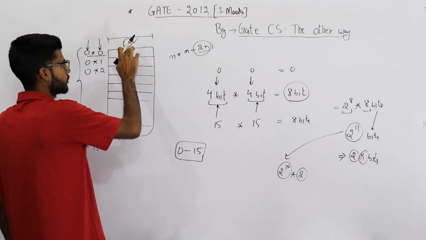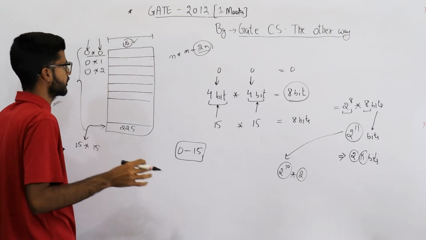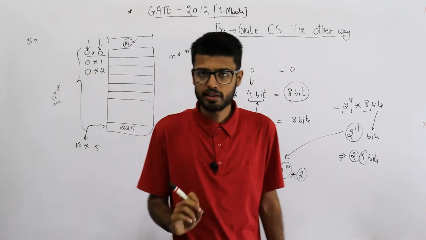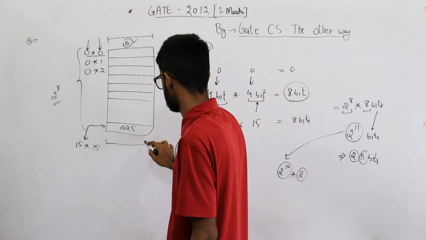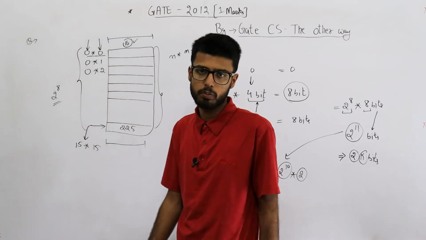So our product could be of 16 bits in worst case. That means each location has to contain a 16-bit value. So this is 16. We just need to find this much. This will also be 2 power 16.